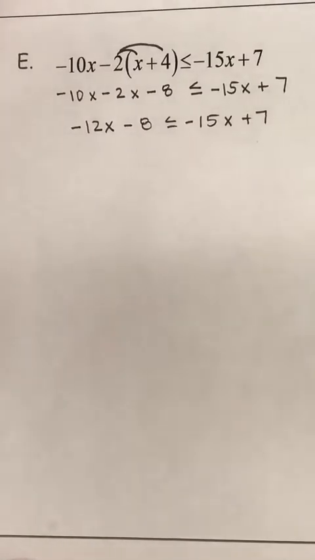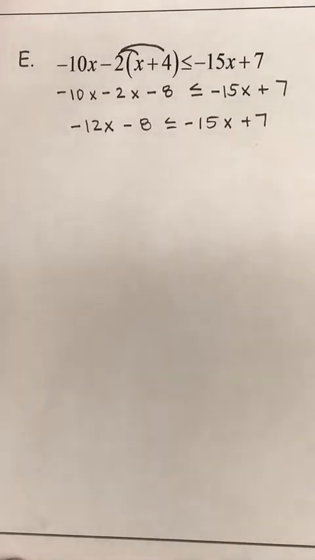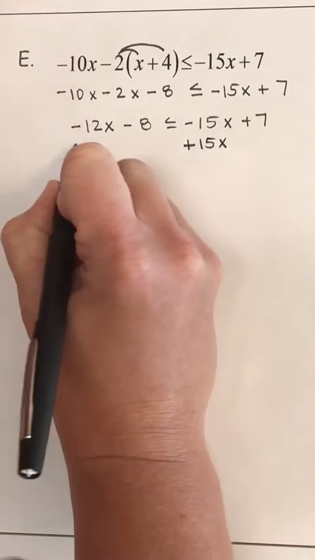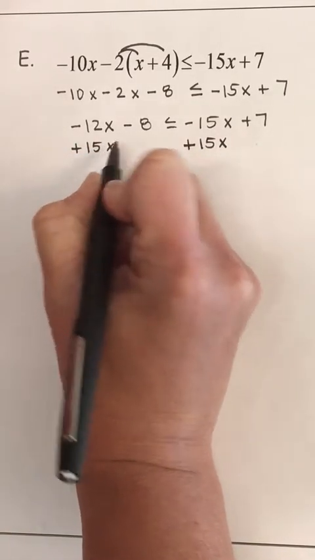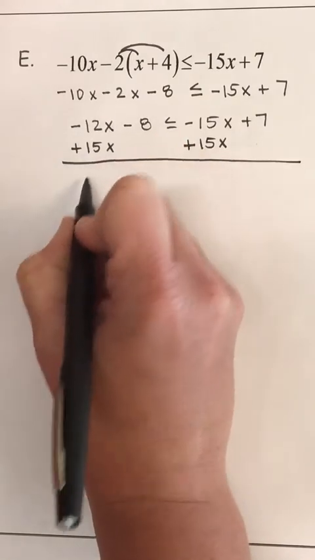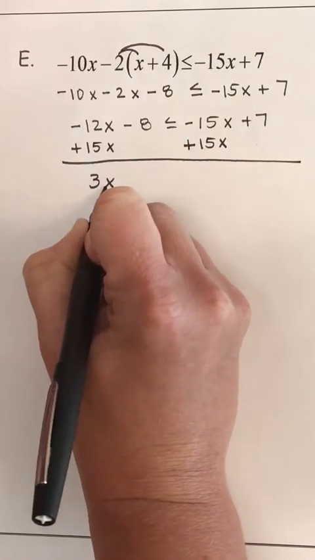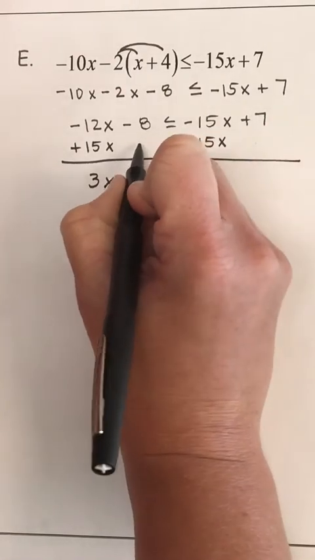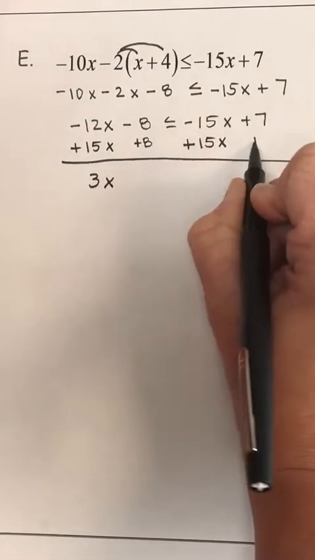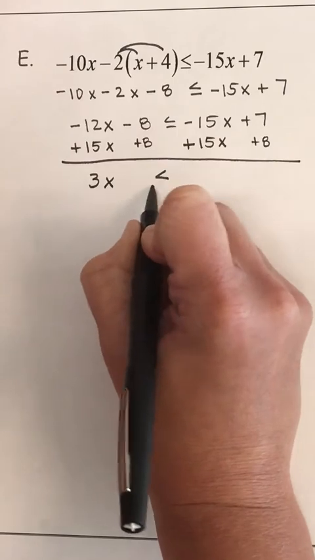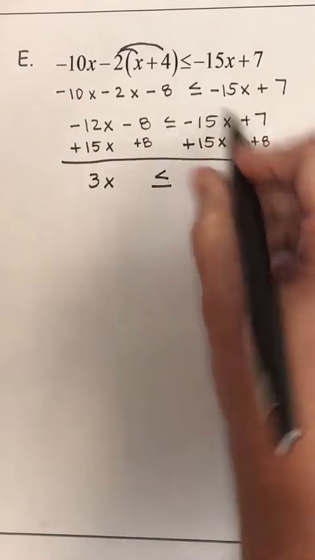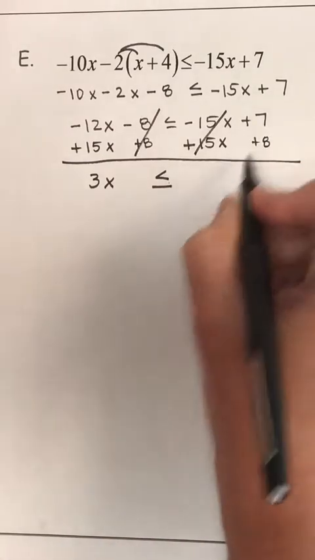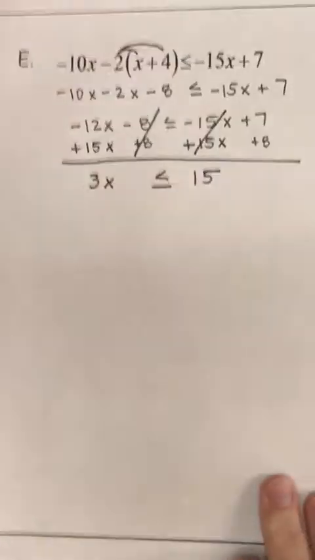And now what I want to do is get all my x's on one side, my numbers on the other. So I am going to add 15x so that the amount of x's I have will be positive. Negative 12 plus 15, that would be 3 x's. And I want to get rid of this 8 now so that I have my x's alone on the left side, so I'm going to add 8 and add 8. My sign remains the same, and 7 plus 8 is 15. I was thinking of the answer ahead of time.